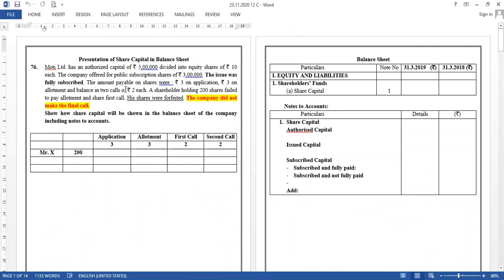Now this is, as I have told you, one of my favorite topics, right? Presentation of share capital in the balance sheet. How is it to be shown?